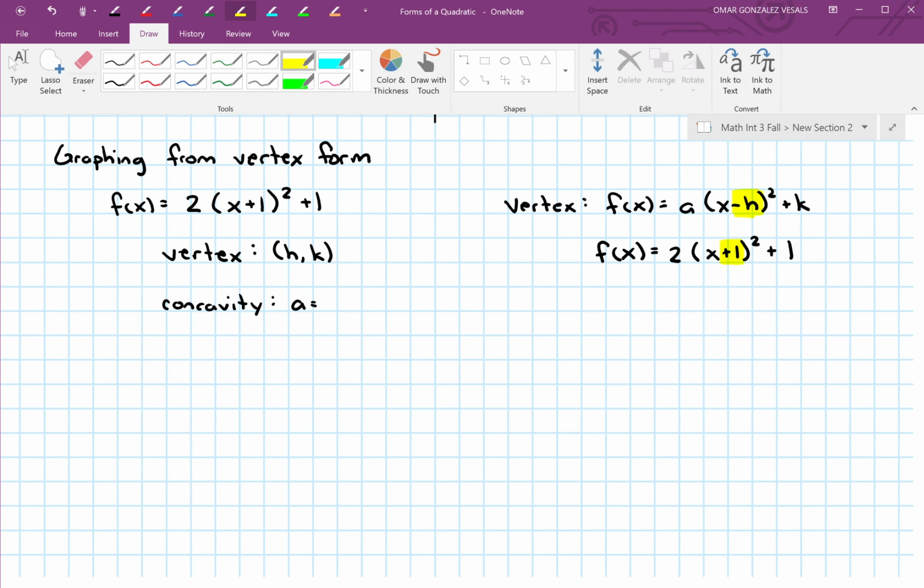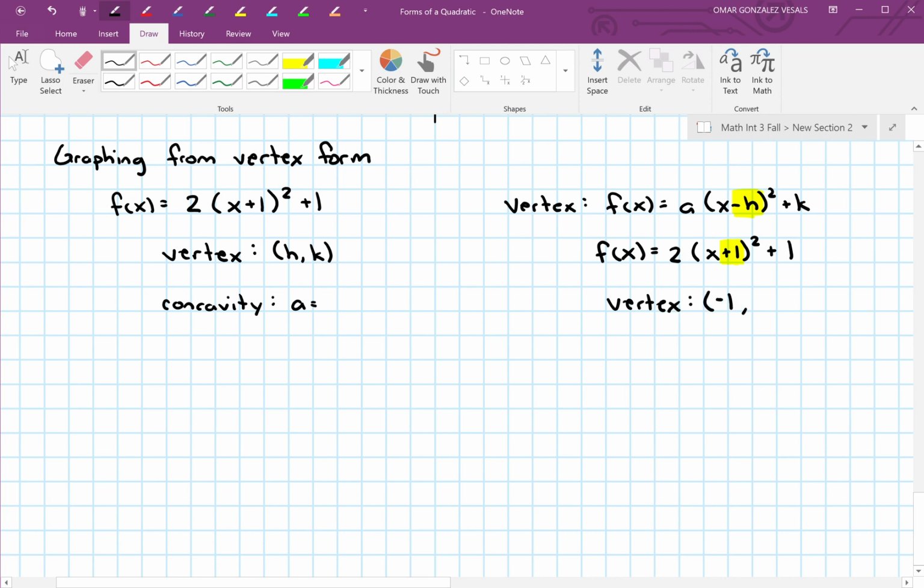Negative. It'll be negative. Why do you guys think it's negative? Because positive and a negative is a negative. Yeah, it says x minus, right? So you'll take the opposite sign. So for my vertex, h will be negative 1.